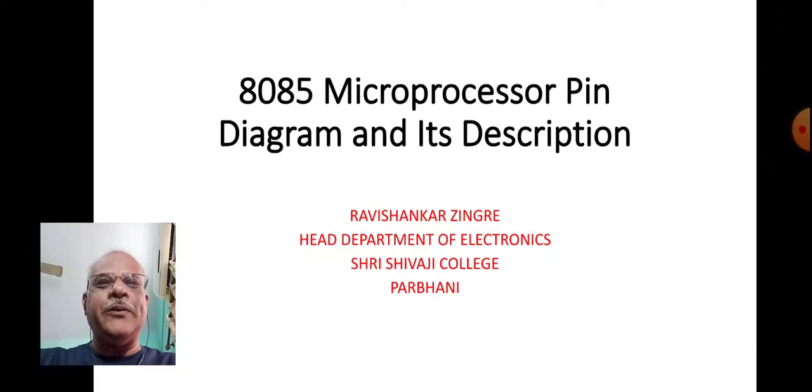Microprocessor 8085. The microprocessor 8085 is included in the BSc second year, third semester syllabus, and we are discussing the basic features of the microprocessor. We have started from the basic information we studied last year, that is the number systems, how they convert, and how they are useful for computers, microcomputers, and microprocessors.